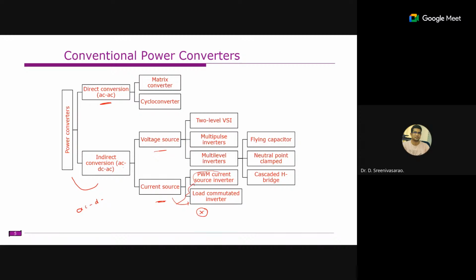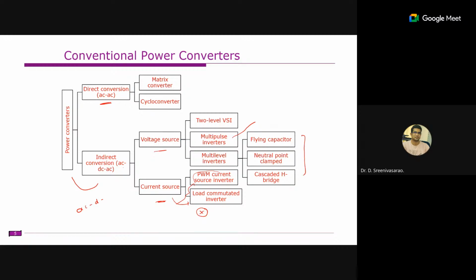Depending on the power levels we are using, we have two-level inverters, multi-pulse inverters, and multi-level inverters. These multi-pulse inverters are used for high voltage applications like FACTS and HVDC. So we have 48 pulse converters and 24 pulse converters, likewise. And coming to the multi-level inverters, these three are the conventional multi-level inverter topologies.